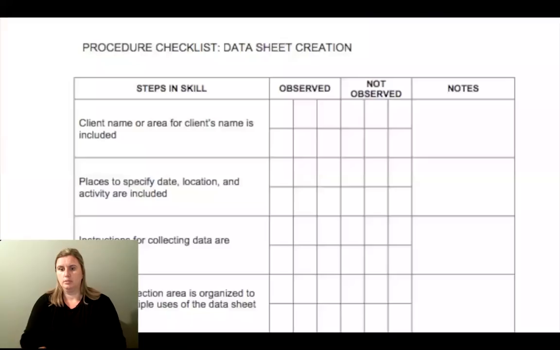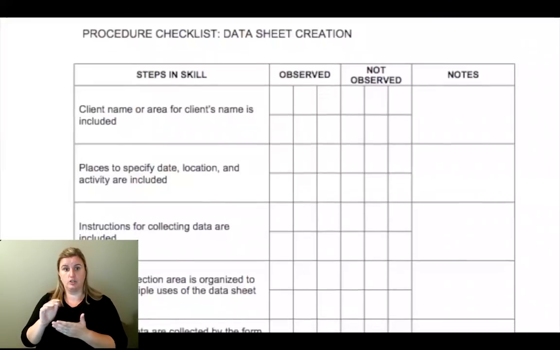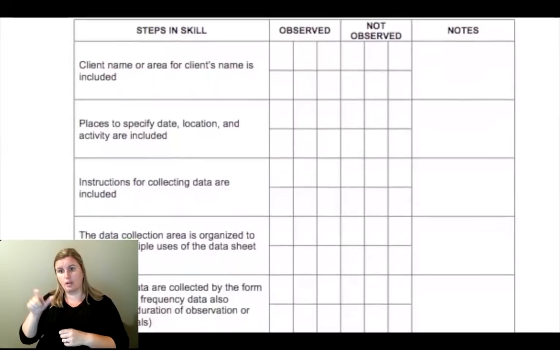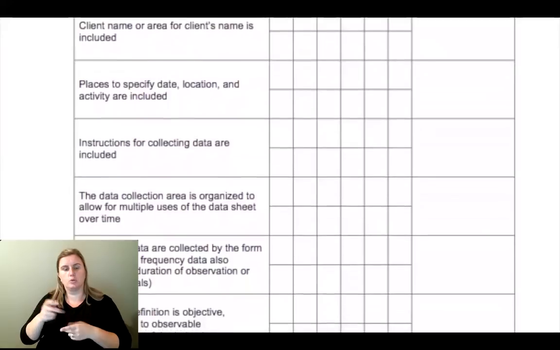The supervisor uses the procedural checklist to introduce the steps in completing the skill. The criteria for creating a data sheet are listed down the left column, and the evaluation markings are made in the columns to the right. There is also a place for notes so that the supervisor may provide descriptive feedback.